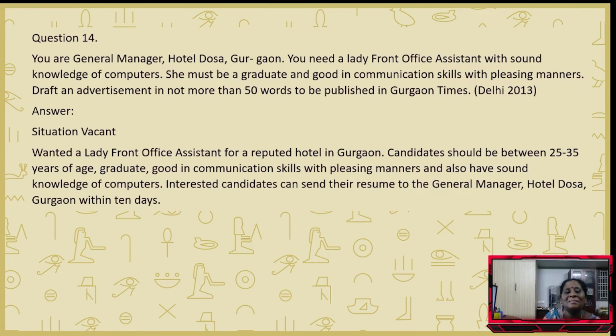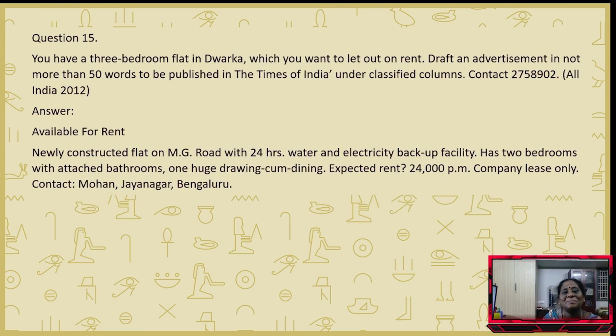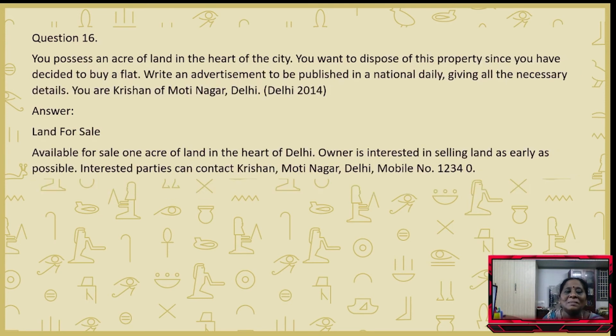Now, you are General Manager of Hotel Dosa, Gurgaon, and you want a front office assistant. Now, you have a 3 BHK in Dwarka, which you want to let out on rent. So it's available for rent. You have this one, and then you have an acre of land in the heart of the city.